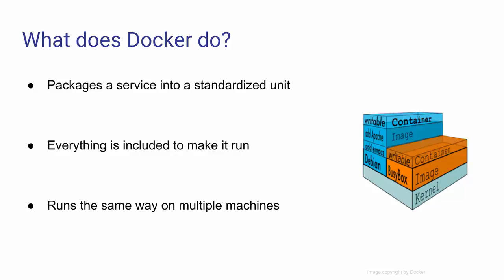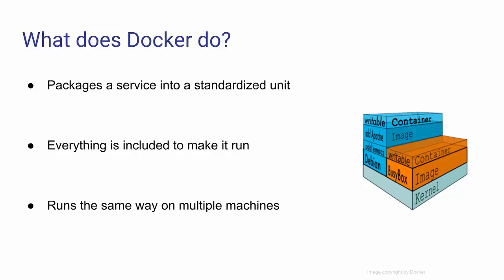Everything that you need for that service to run is included, such as the code, runtime, system libraries, and anything else you would install on a server to make it run if you weren't using Docker. All of those components are layered on top of each other. Docker images are meant to be run, and since everything is packaged together, you can be guaranteed that it will always run in the same way, regardless of where it's being run.